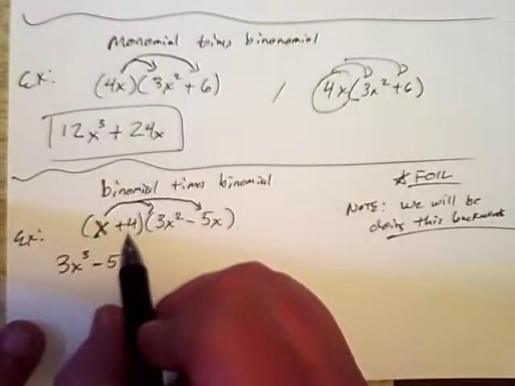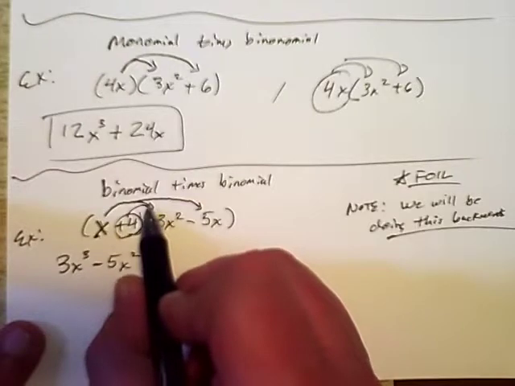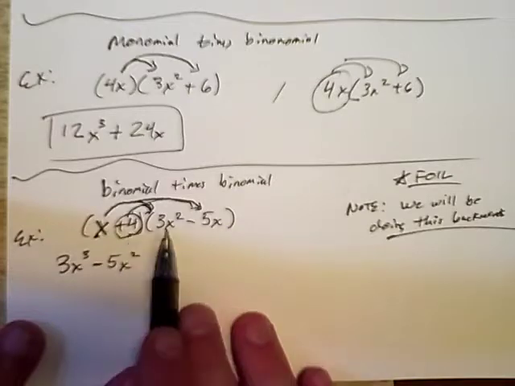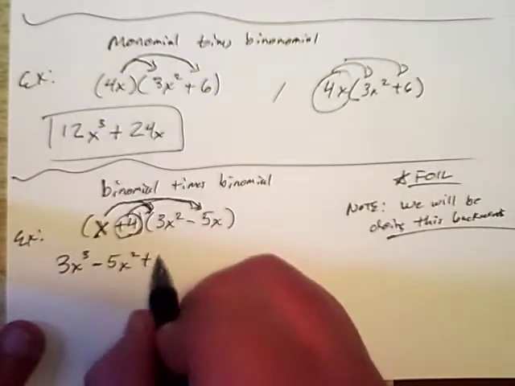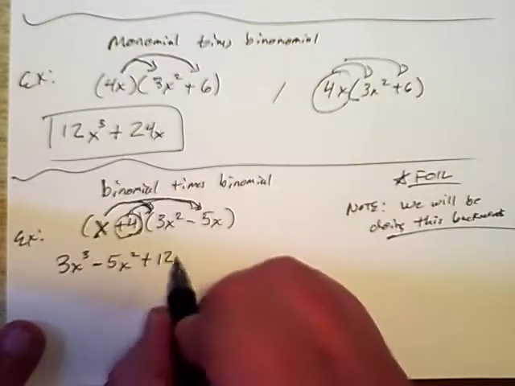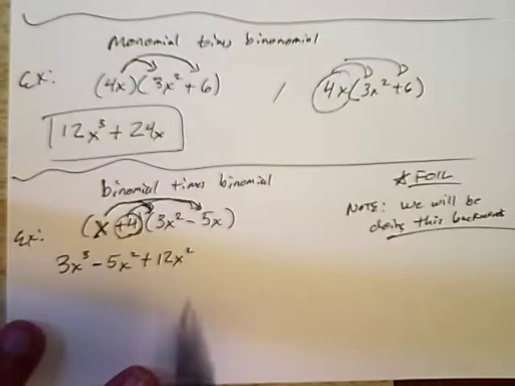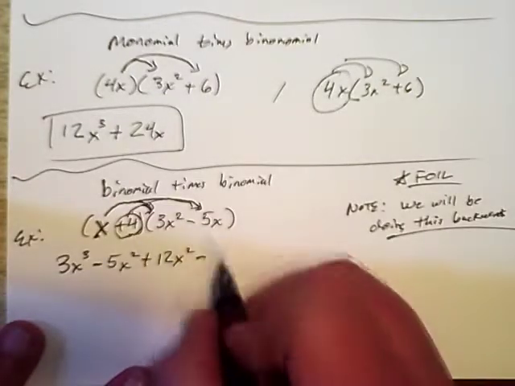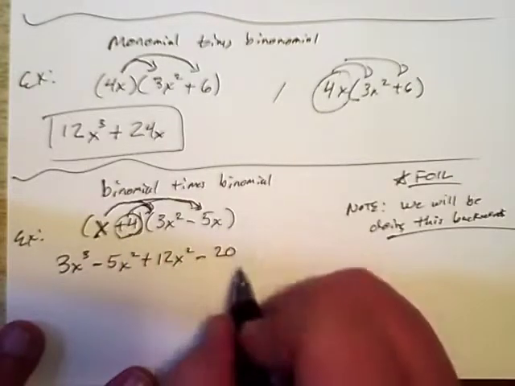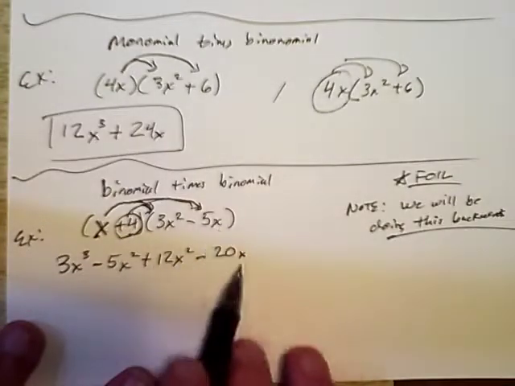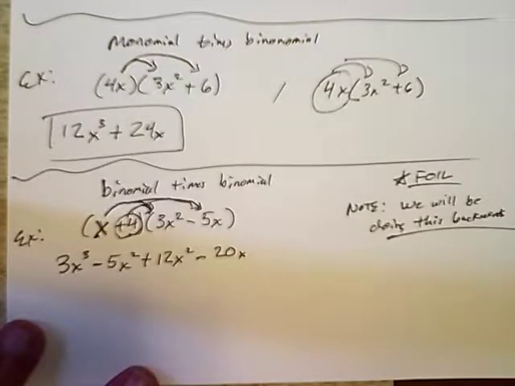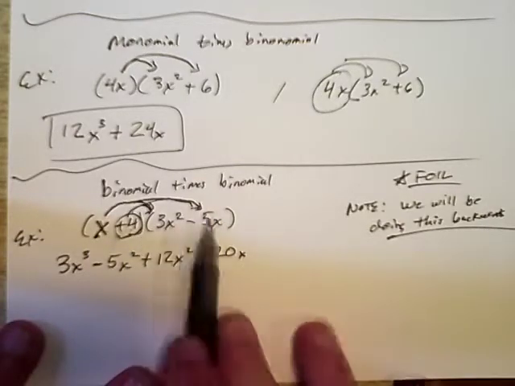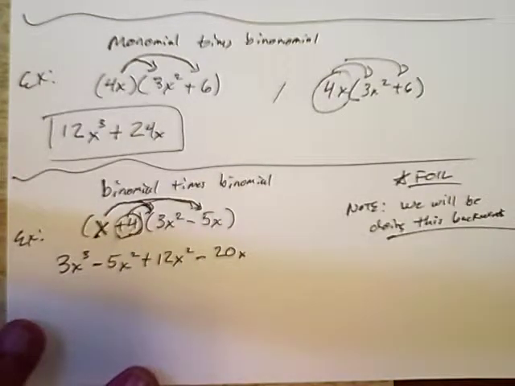I want to now distribute the 4 to both terms, the 3x and the negative 5x. So 4 times 3x gives us a positive 12x squared. Now 4 times negative 5x, well, the positive times the negative is negative, and 4 times 5 is 20, and x times an x is an x. So I have distributed every term from the first polynomial into every term in the second polynomial. Step 2.